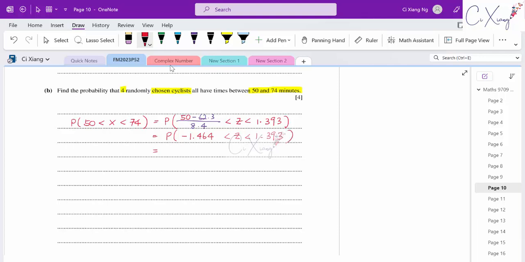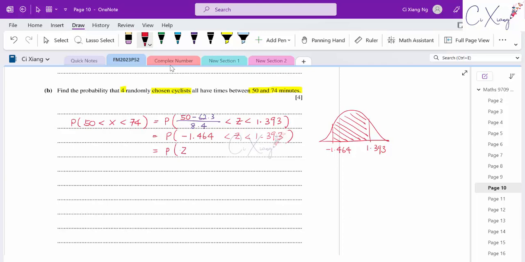Okay, so to calculate the probability for this particular question, there are many ways that you can solve it. By right, this is the area that we want to find out. Okay, so this is basically the area that we need to find out. And then there are many ways that you can take 1 minus the 2 areas at the sides, no problem.